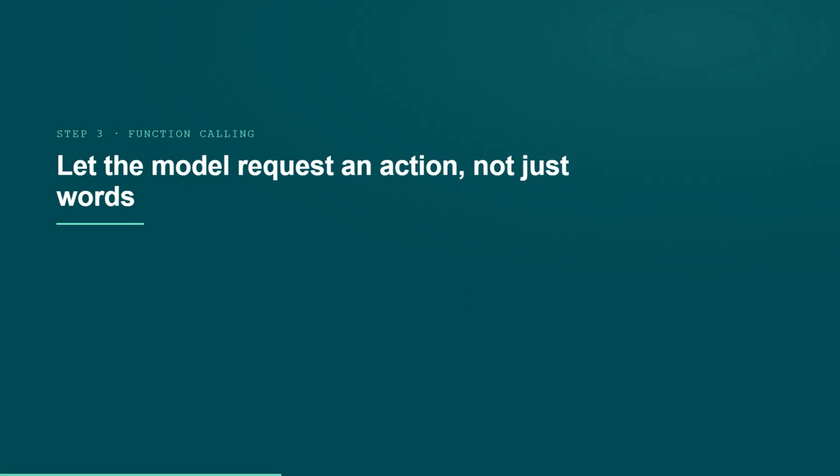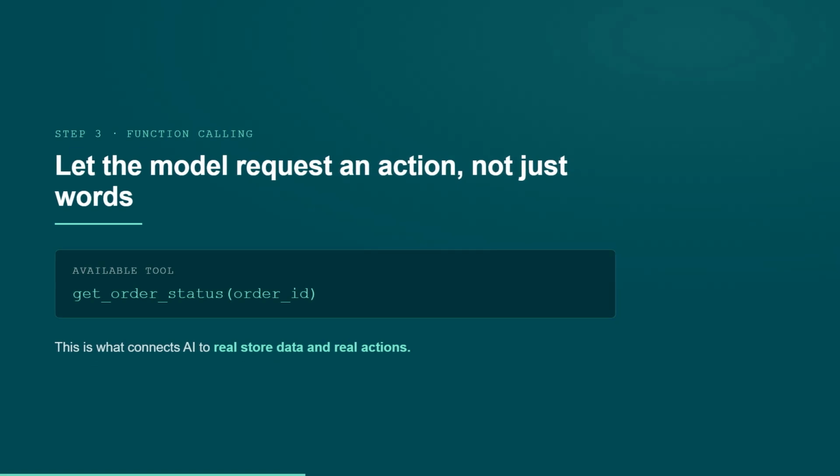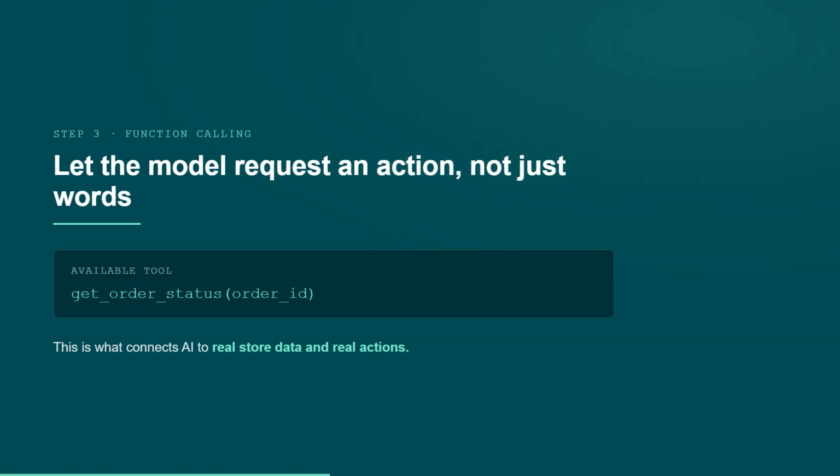Step 3. Function calling. This lets the model request an action, like looking up a merchant's order status, instead of only generating text. It is what connects AI to real store data and real actions, and it is the foundation for the agent patterns we will cover later.